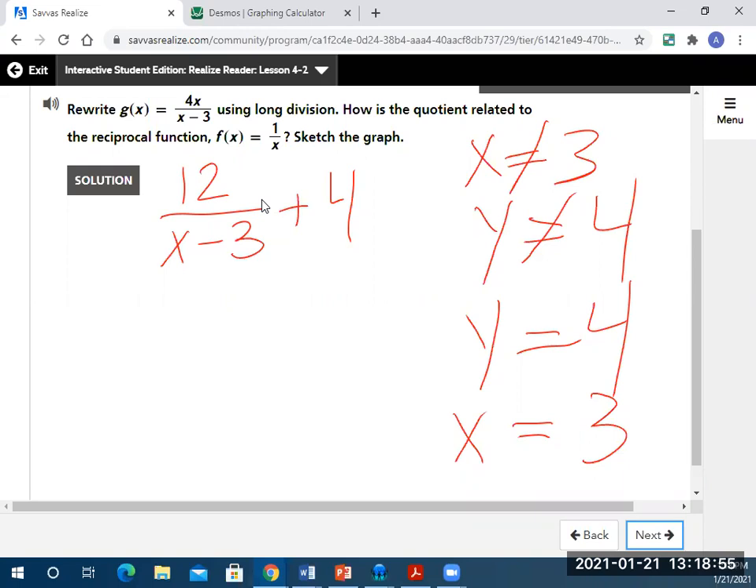And then the same with your horizontal asymptote. Y does not equal 4, meaning that there is a hole in the y-axis at y equals 4. So that means that your graph is going to approach y equals 4, but it's never going to touch it. It's going to guide the end behaviors, right?